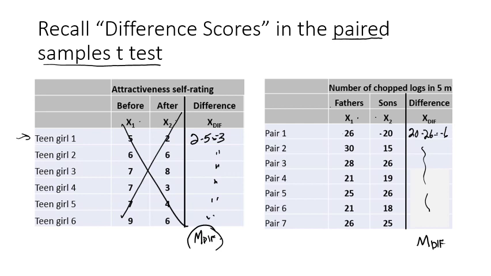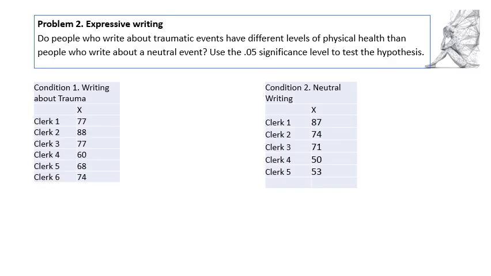Now, the independent samples t-test is going to look more like this. This is a problem we'll work through in a subsequent slide, but we're looking at this kind of question: do people who write about traumatic events have different levels of physical health than people who write about a neutral event? Use a 0.05 significance level to test the hypothesis. So let's see what the data looks like here.